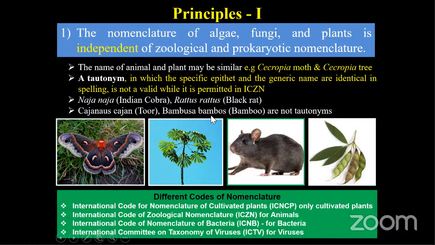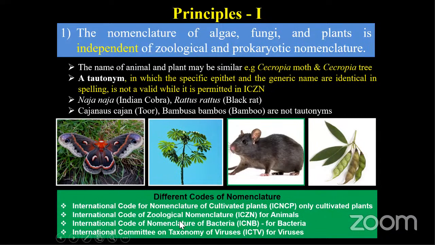So for the various animals and bacteria, different codes are there. Different codes of nomenclature, for example, the International Code for Nomenclature of Cultivated Plants. Whatever the ICN covers, it is only for the wild plants. It is not for the cultivated plants. For the cultivated plants, another international code is working, and the name of that particular code is International Code for Nomenclature of Cultivated Plants, ICNCP, which is only for the cultivated plants.